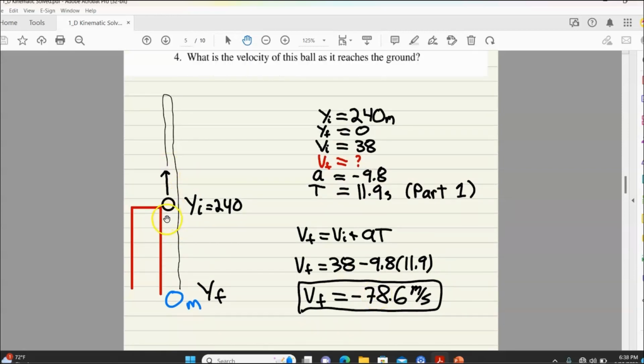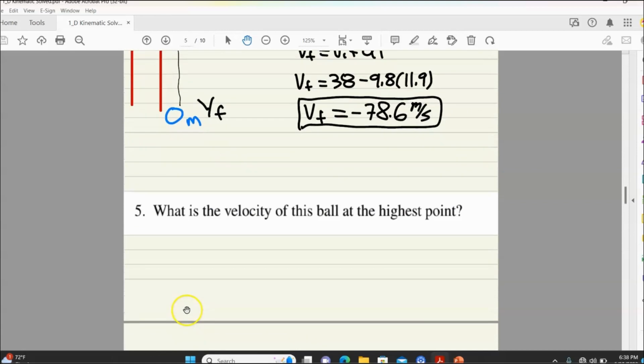The ball starts here. It moves up at 38 meters per second. It will start to slow down. It will get to 0, turn around, and then it starts speeding up. Once it gets here, it's going to be going negative 38 meters per second. And then it's going to be going quicker and quicker. And once it hits the ground, it'll be going negative 78.6 meters per second.